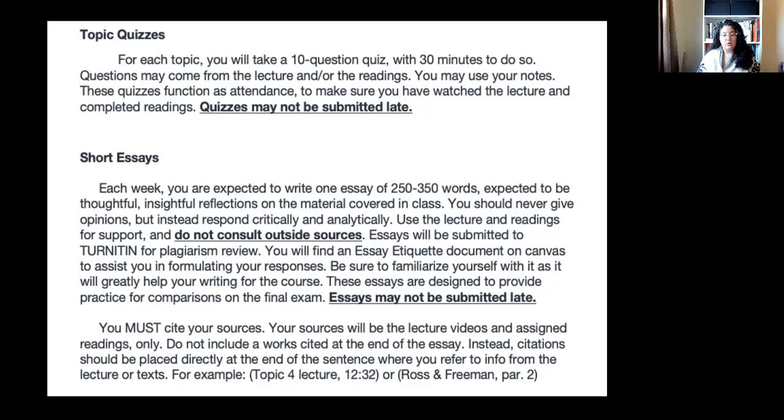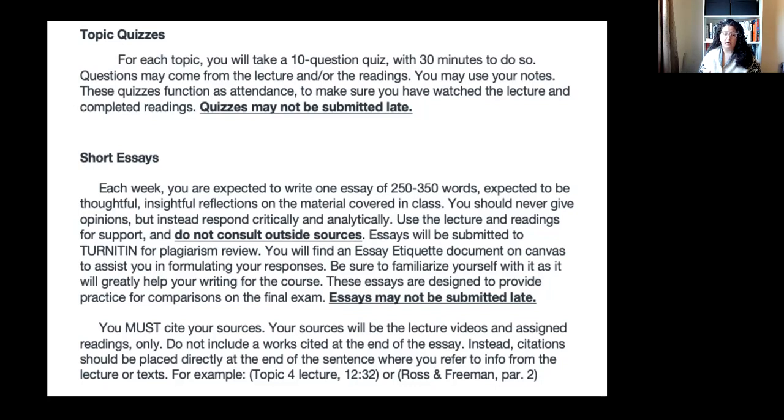You don't need to include a works cited at the end of the essay. In fact, that really doesn't do what I'm looking for. What I want to see is in-text citations, in parentheses, placed directly at the end of the sentence where you are referring to information that you've gotten from the videos or from the texts. So I give examples here: topic 4 lecture, and then just an estimation of what the timestamp is. Or this one would be an online text. That's the name of the authors, paragraph 2 or page 2, whatever it happens to be.